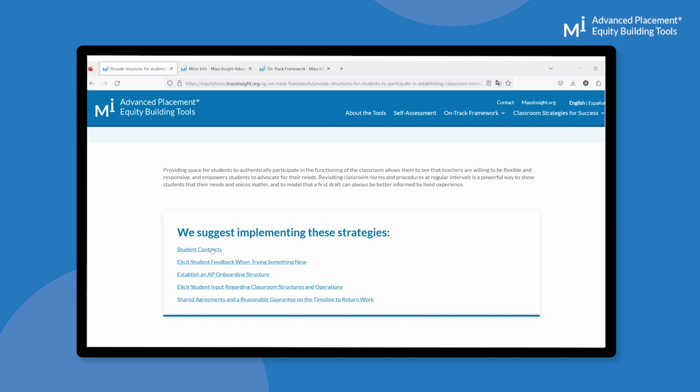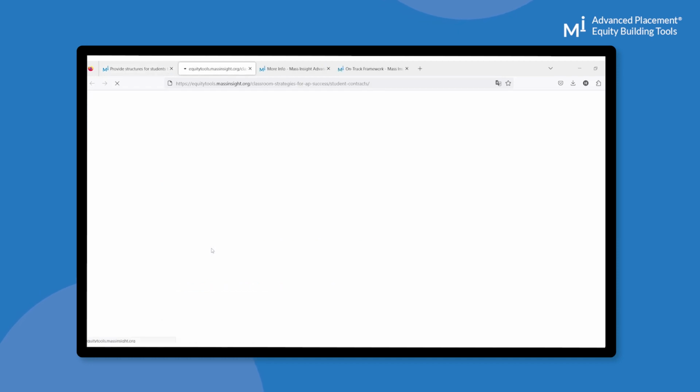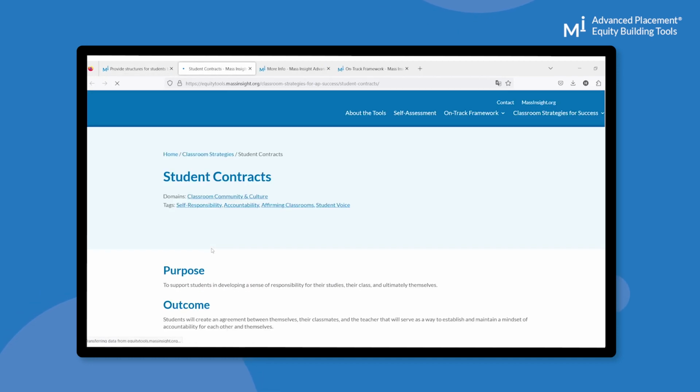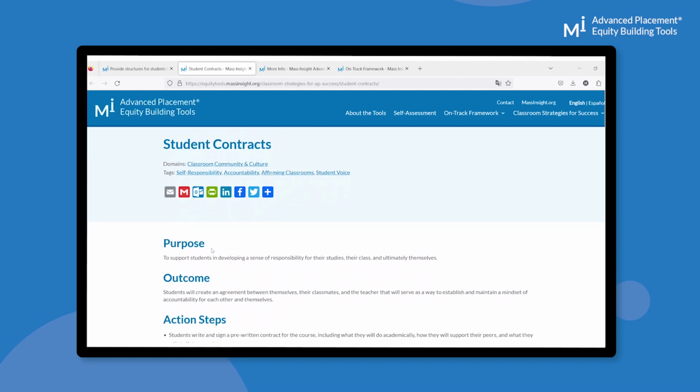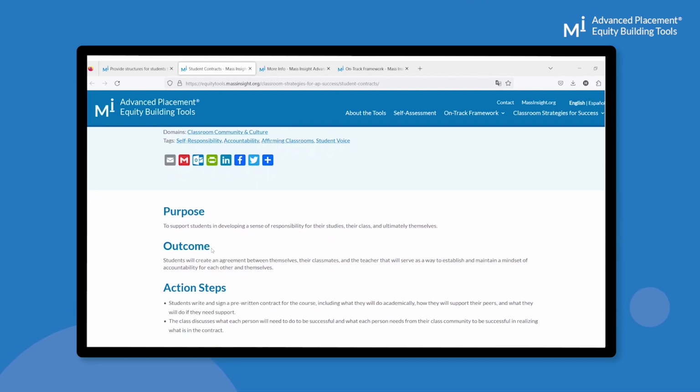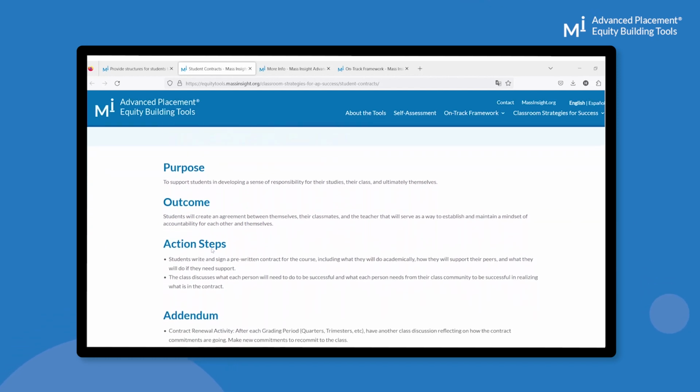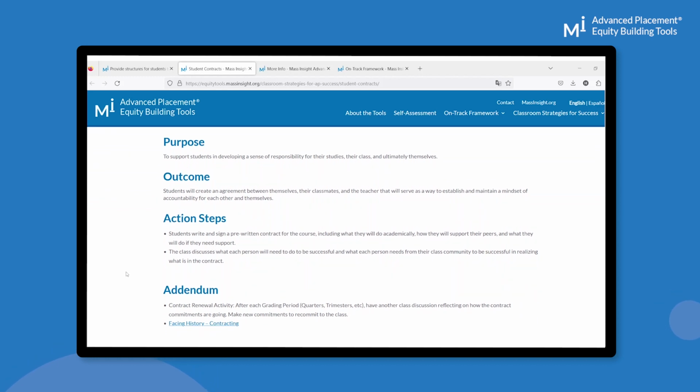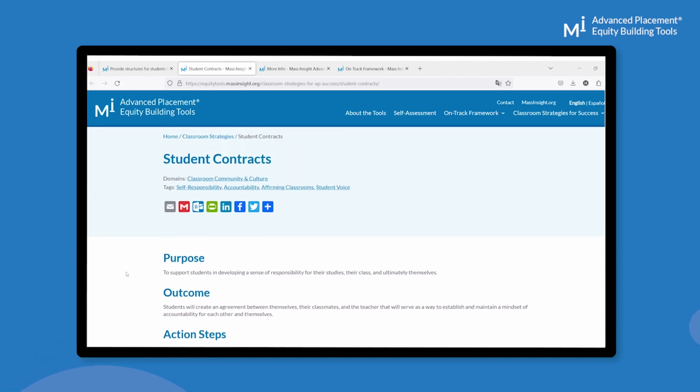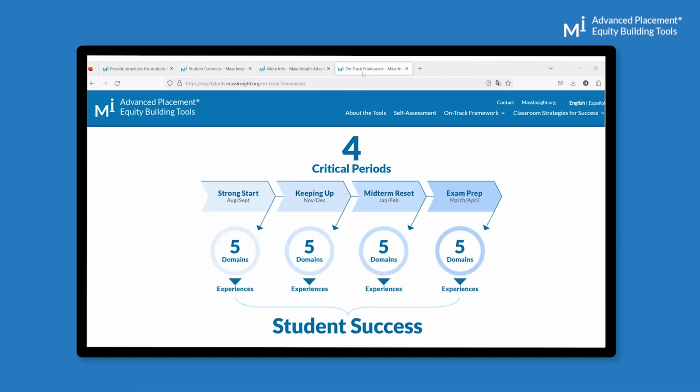When you click on one of these, you will find a detailed description of that strategy as well as steps to implement it. These are part of our classroom strategies for AP success, which is another one of our 3 equity building tools. We believe that using this tool will take you one step closer to ensuring that all of your students, particularly those who have been historically marginalized and underrepresented in AP classes, have better opportunities to access and to succeed in your AP program.